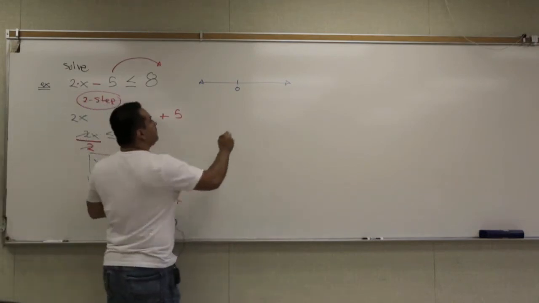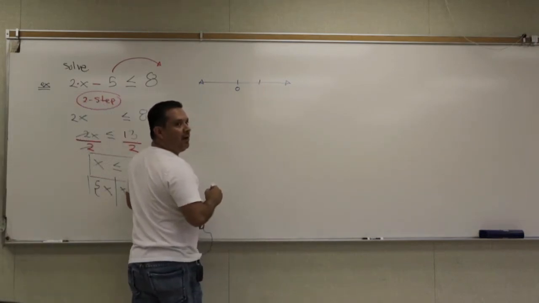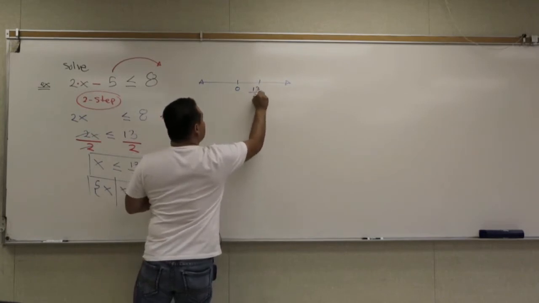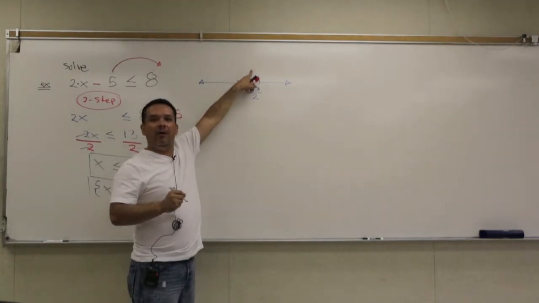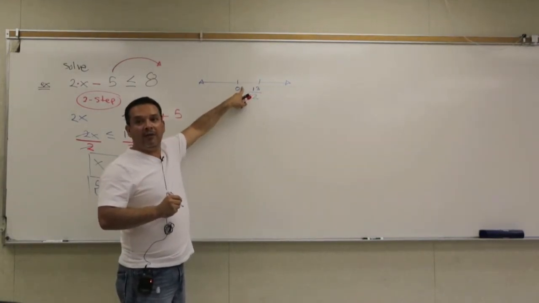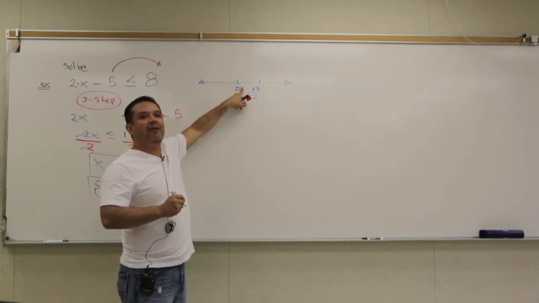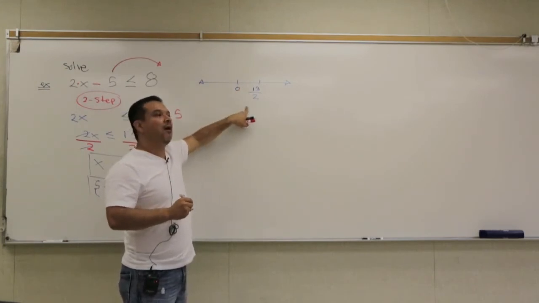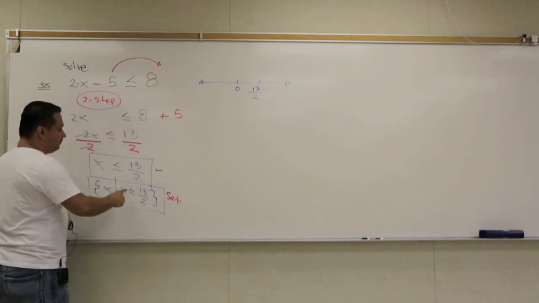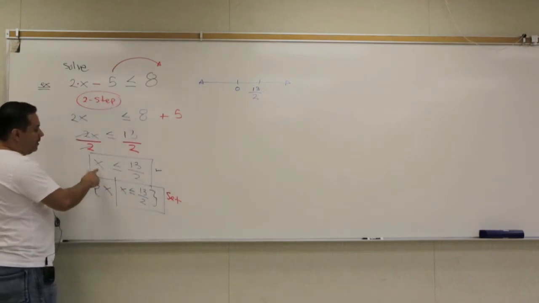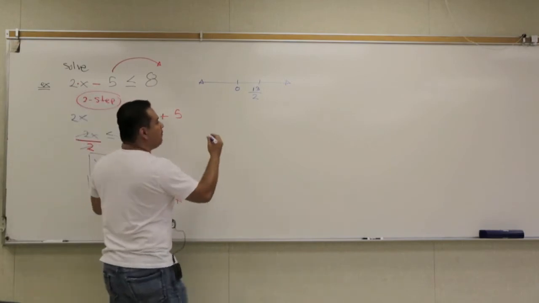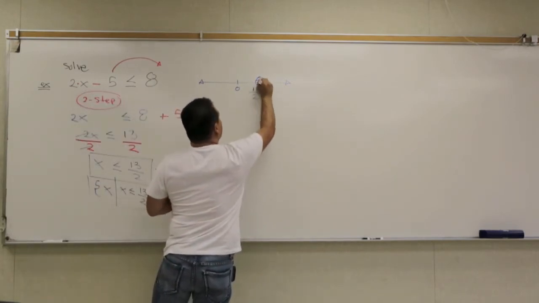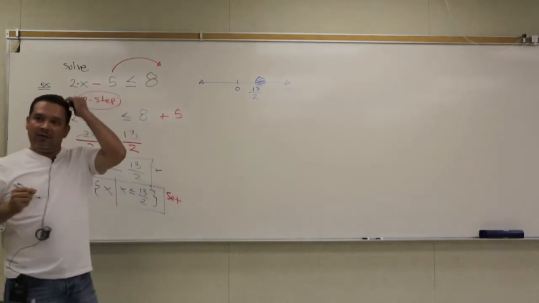So I locate 13 halves in a sense. All I really do is notate that it's positive, so it's to the right of 0. I know 13 halves is 6.5, but in order to graph this, I don't really need to find exactly where 6.5 is, do I? And then, what does this mean? Numbers that are less than or equal to 13 halves. So I'm going to put my circle there, and I'm going to close it because that signifies that it includes the 13 halves.